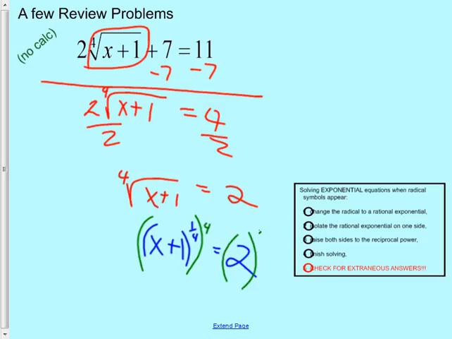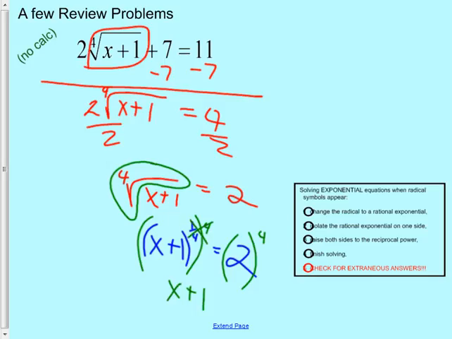Notice people always say times it by 4. No, we're not timesing it by 4. Times 4 doesn't fix fourth root, but putting it to the fourth power fixes fourth root. So then that cancels that, and I have x plus 1.